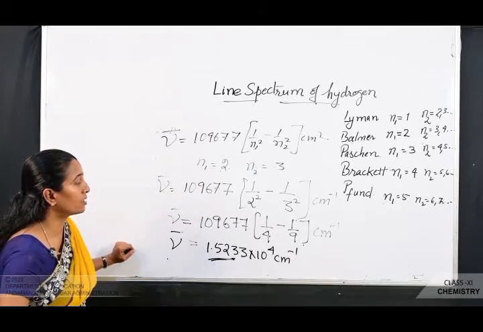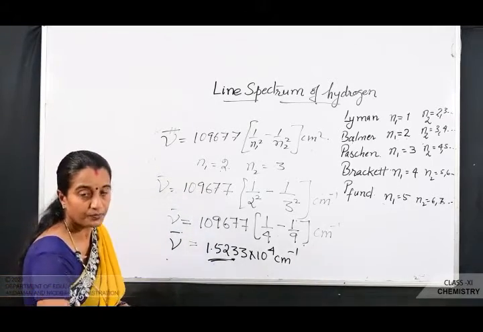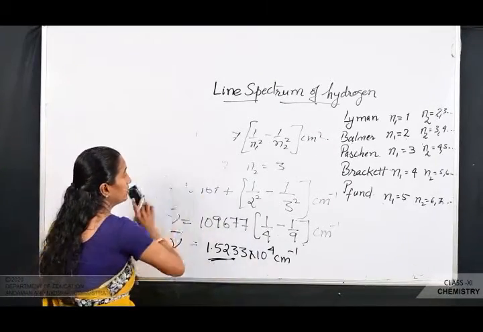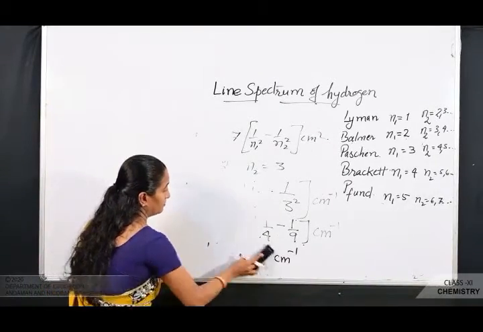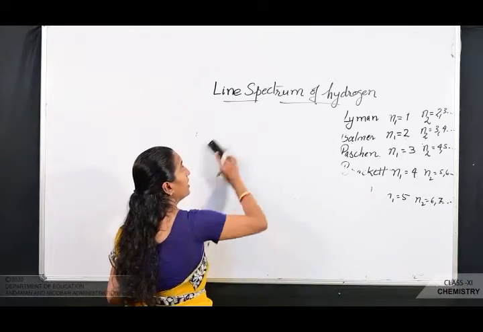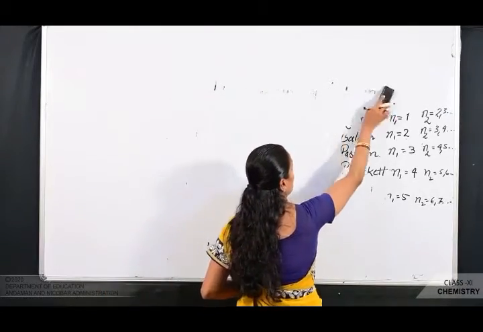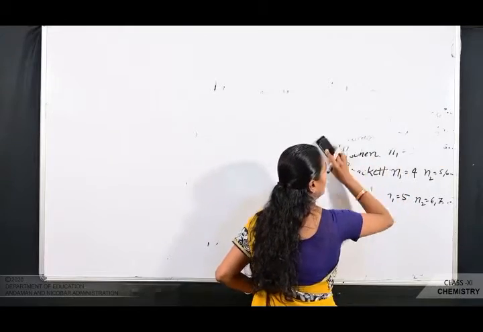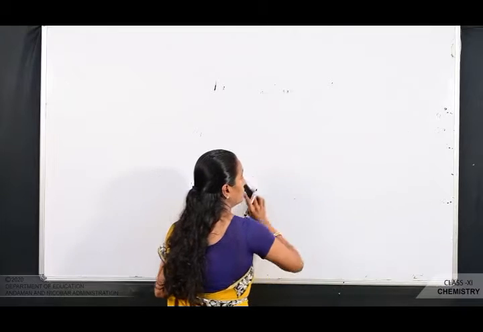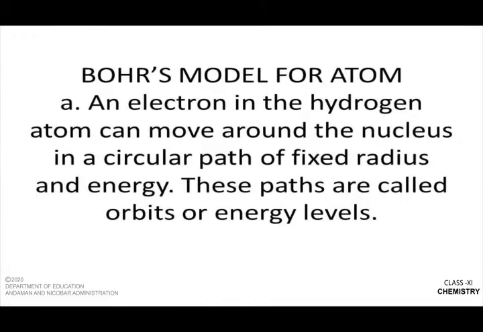Okay. Now, come to the next, that is Bohr's model of atom. Okay. Bohr's model of atom. This is the most important theory, and this topic is the most important for the NEET exam and also for the class exam and the school exam. Okay. Now, let us see one by one what is Bohr's model of atom. Bohr has given 4 important postulates.